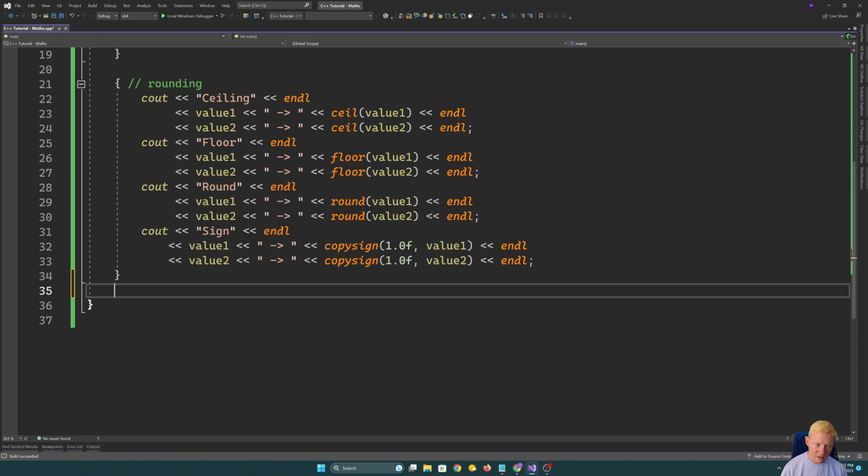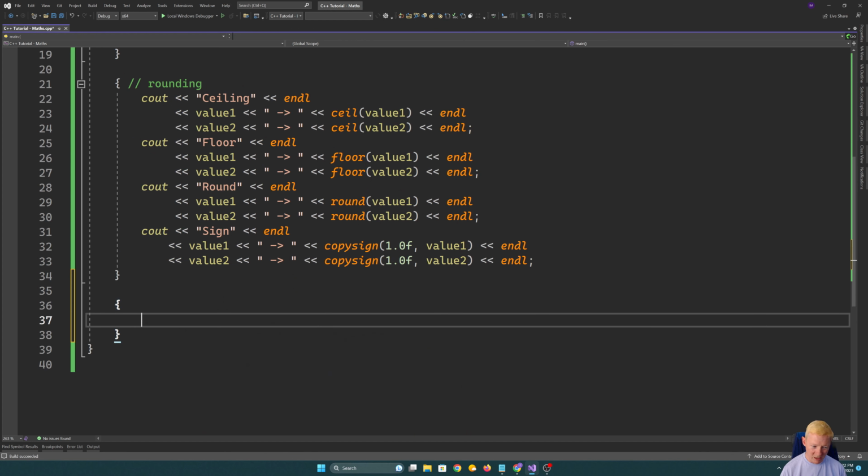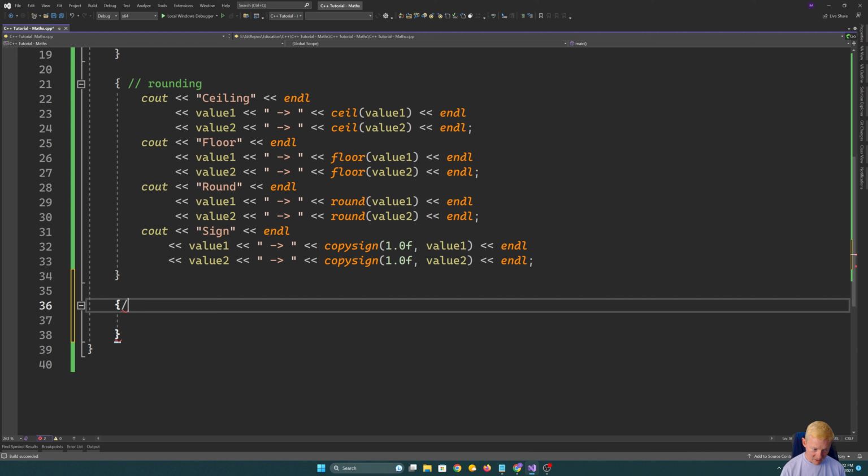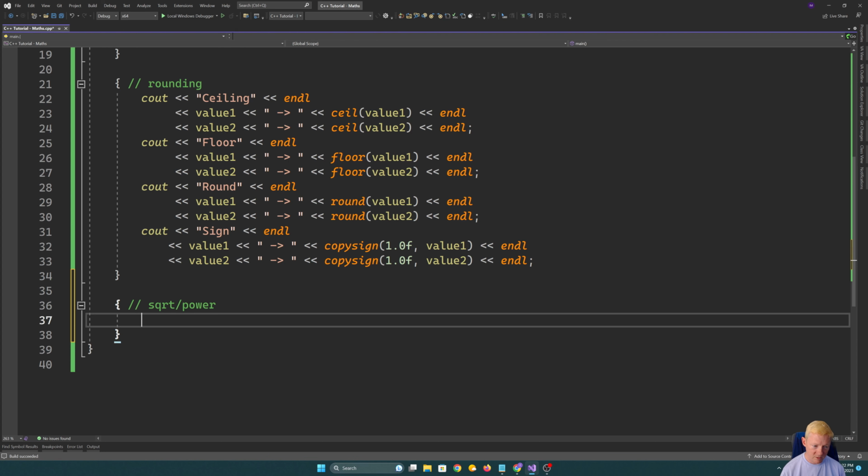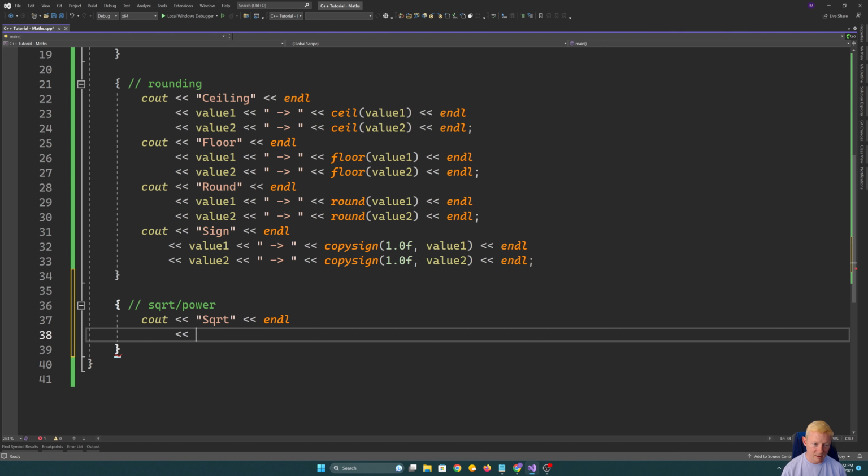Other common thing is going to be doing things like square roots and powers. So square root and power. So we'll test out here square root, and what we'll say is, let's use one that's a fairly obvious thing that we know what the square root of it will be. So we can do square root of 4.